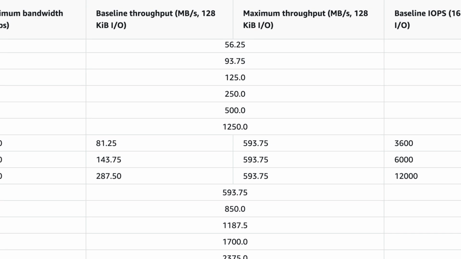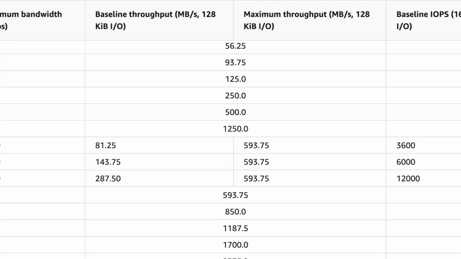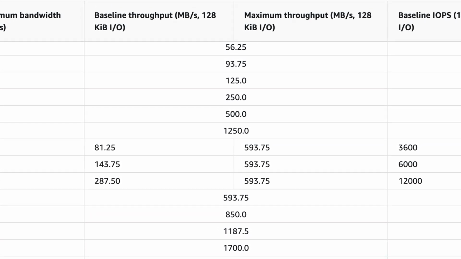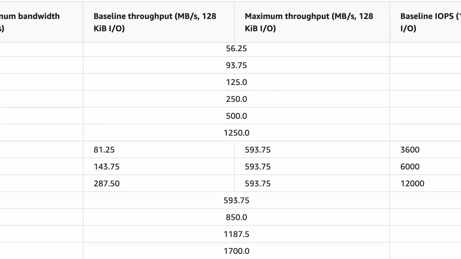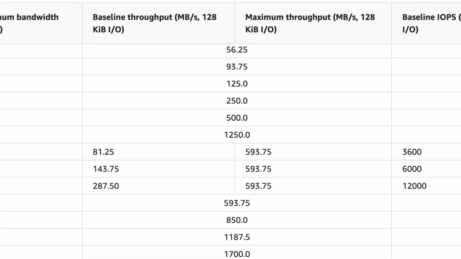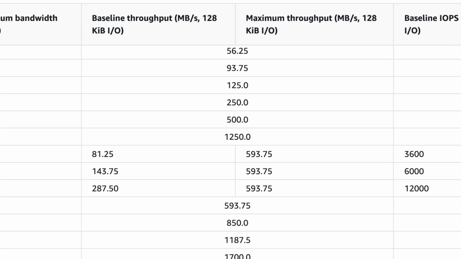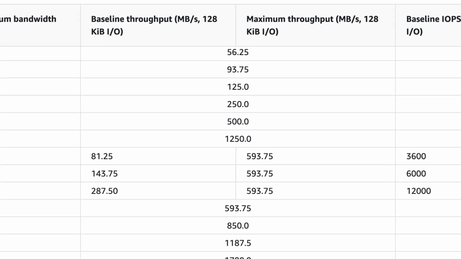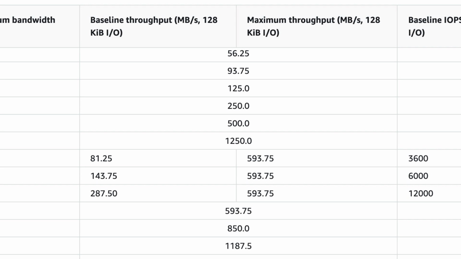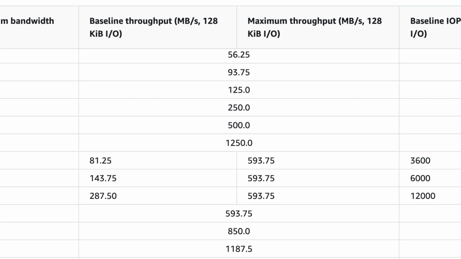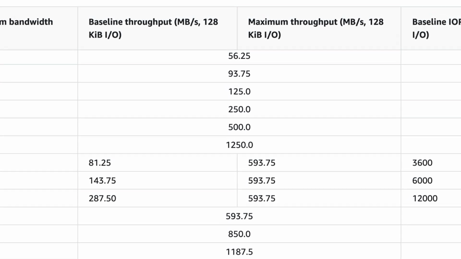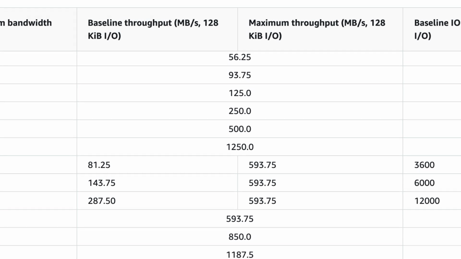And remember, it can only achieve that maximum throughput for 30 minutes once a day. After that, it's only going to be able to reach 143. So while your volume has all that throughput, it can never reach it because it's limited by its EC2 instance. And this is something to be aware of when you're thinking about which storage class of EBS volume to use.